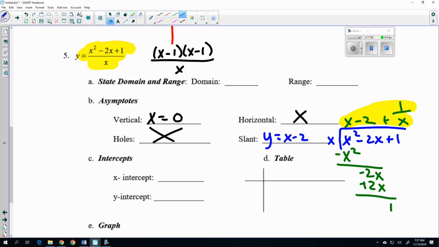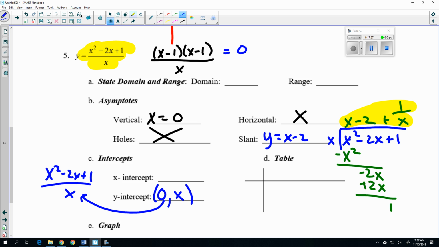Okay, we good? Okay, x-intercept and y-intercept. I'm just going to find my y-intercept. When I plug in 0, what do I get? Here, I get x squared minus 2x plus 1 over x. When I plug in 0 for x, can I even do that? Problem with the bottom. So let's look at my x-intercept. That happens to be when my fraction is equal to 0. Where's my fraction equal to 0 at?